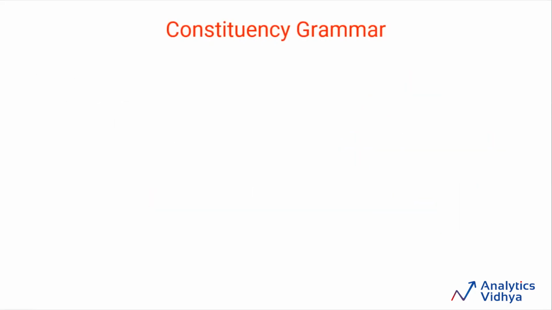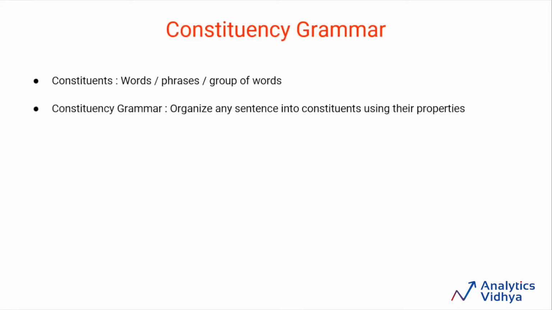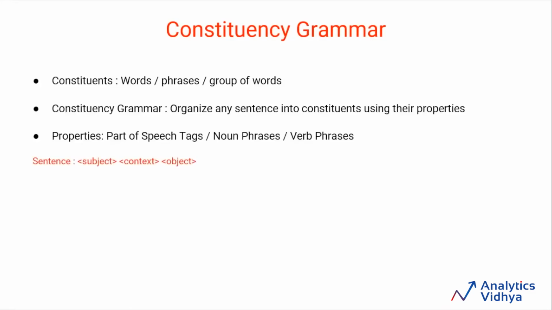Now let's discuss grammars. The first type of grammar is the constituency grammar. Any word, group of words or phrases can be termed as constituents, and the goal of constituency grammar is to organize any sentence into its constituents using their properties. These properties are generally driven by their part of speech tags, noun or verb phrase identification. For example, a constituency grammar can be defined so that any sentence can be organized into three constituents: a subject, a context, and an object. These constituents can take different values and accordingly can generate different sentences.